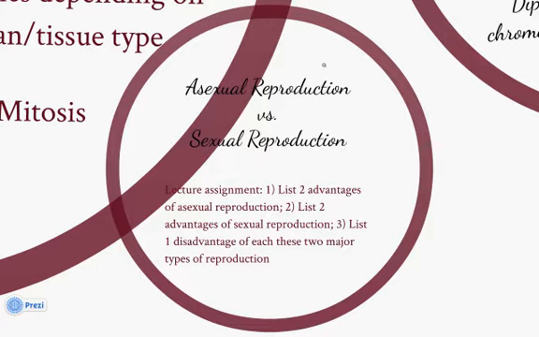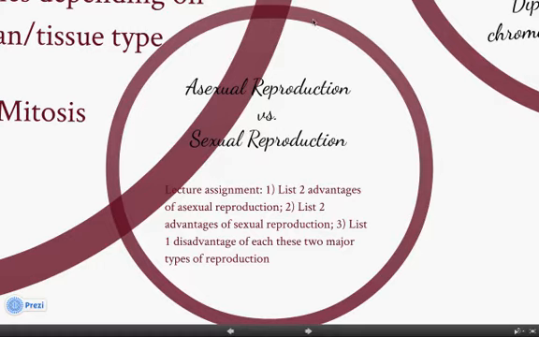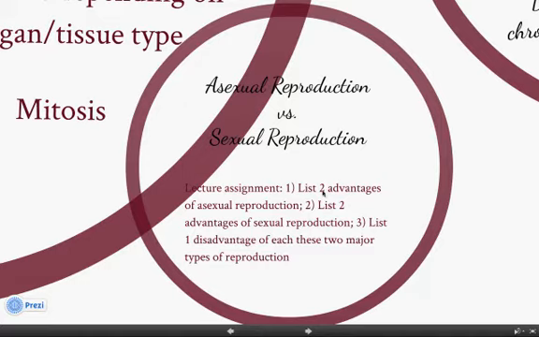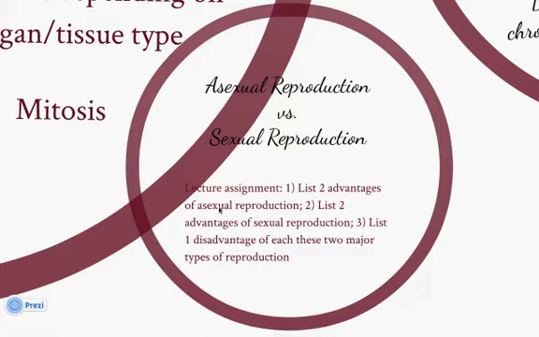Here's a lecture assignment. I'm going to center it so you can really see it, okay? I want you to list two advantages of asexual reproduction. You need to also list two advantages of sexual reproduction, and then list one disadvantage of each of these two. So total, you're going to be listing 5 things.